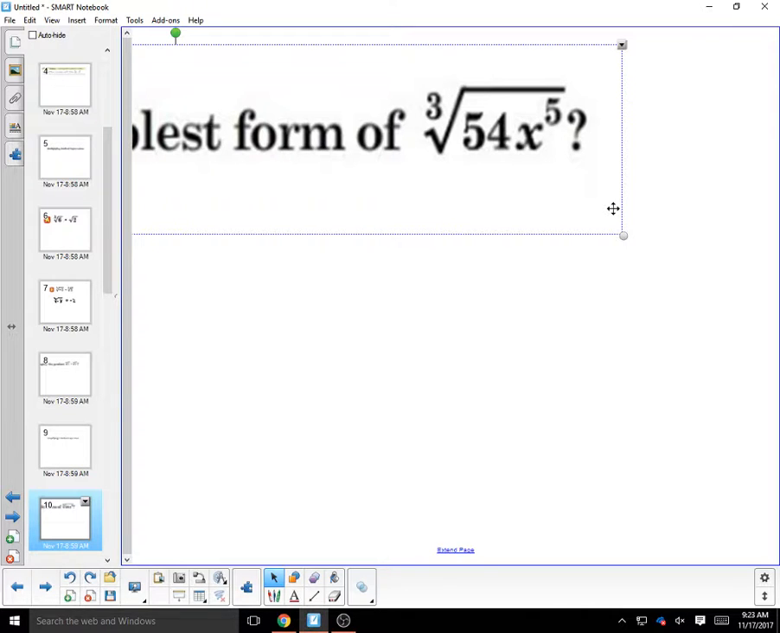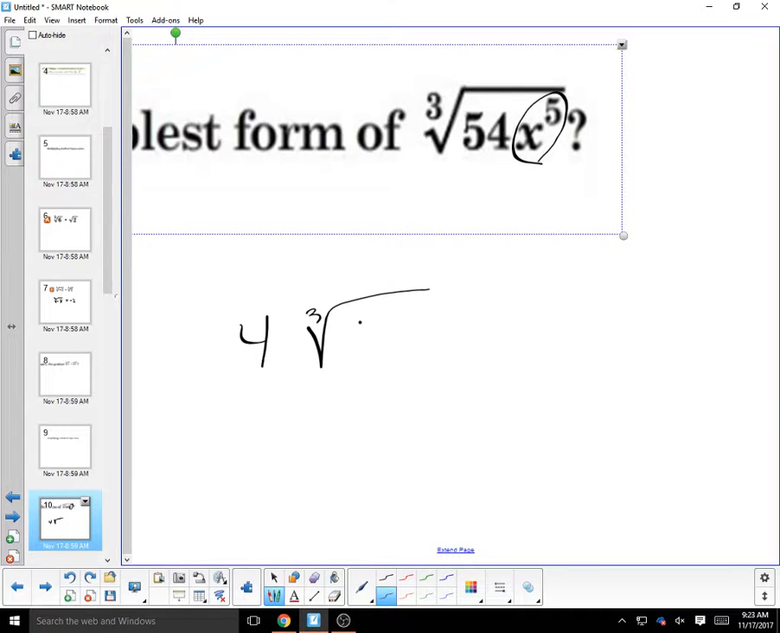Let's see here. Great, do that. 4. Is it 4? So 4 is the third root of 54. So I have 4. Let's see here. Third root of 54. So we took out the 4, sorry. Take a look at the x to the 5th.